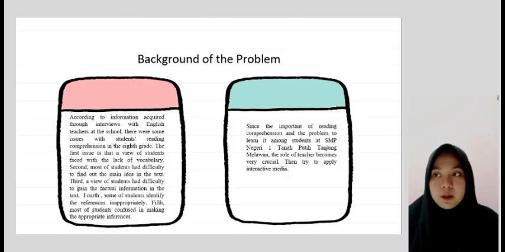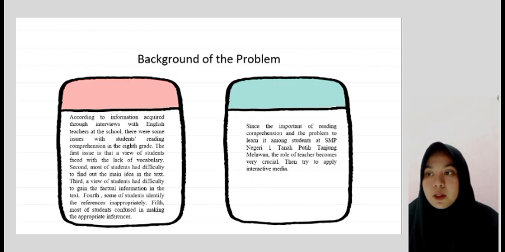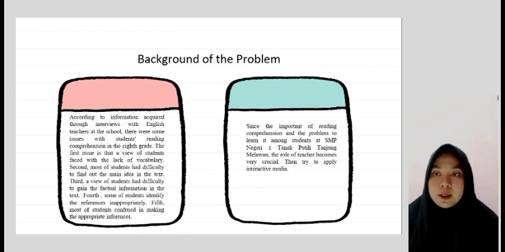So the background of the problem, according to information acquired through interview with English teacher at the school, there were some issues with students' reading comprehension in the 8th grade. The first issue is that a few of students faced with the lack of vocabulary. Second, most of students had difficulty to find out the main idea in the text. Third, a few of students had difficulty to gain the factual information in the text. Fourth, some students identified the references inappropriately. And the last, most of students confused in making the appropriate inferences.